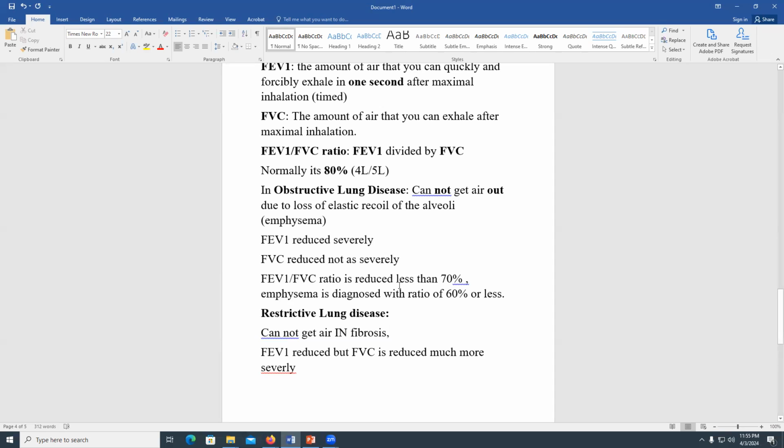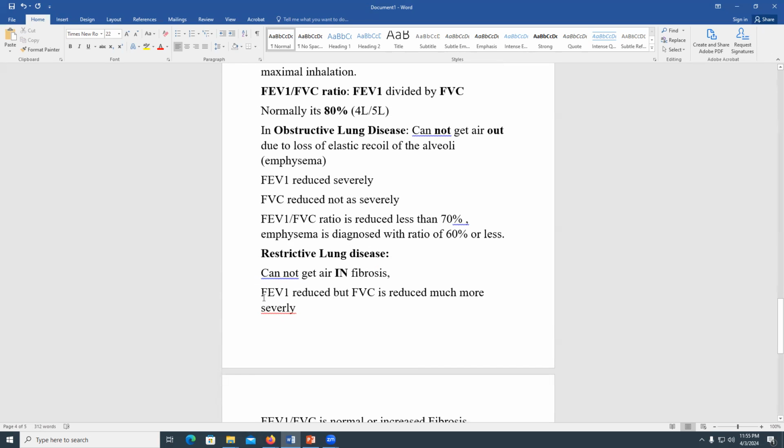In restrictive lung diseases, now it's reversed. I'm no longer dealing with obstructive lung disease in the sense that the air can enter, but it cannot exit. Here, it's the opposite. Air can exit fine. In restrictive lung diseases, like in fibrosis, it's not emphysema anymore, it's fibrosis with restrictive lung disease. What happens here is air can leave fine, but it cannot get in.